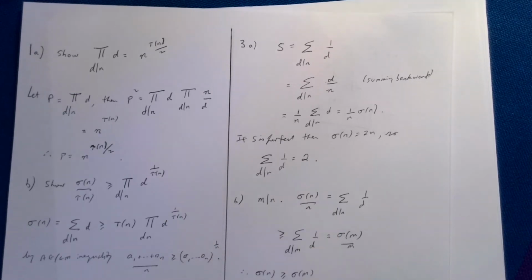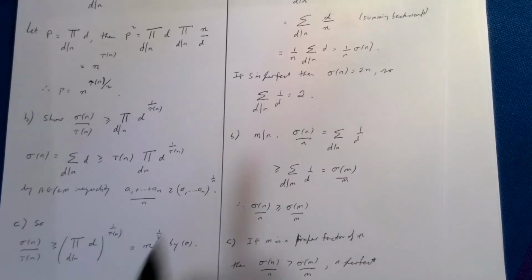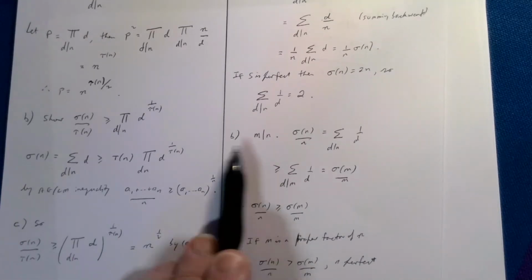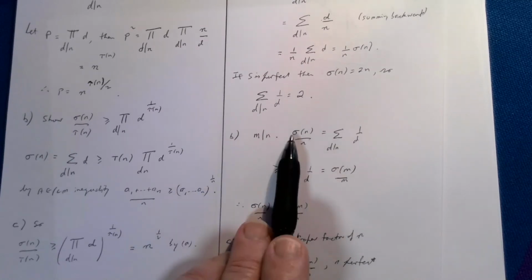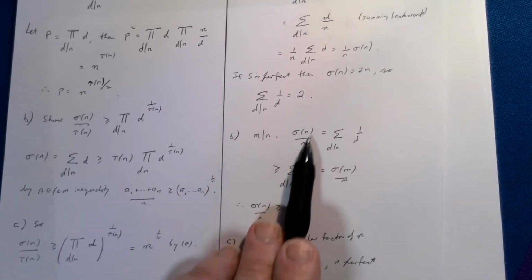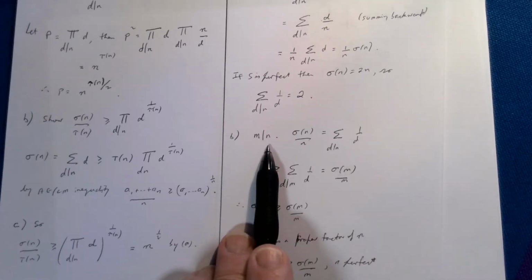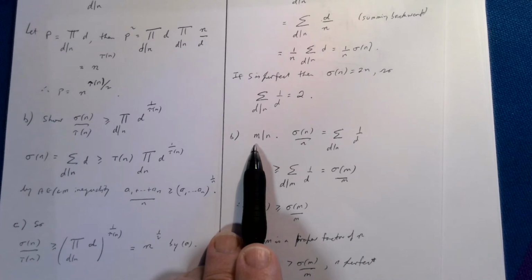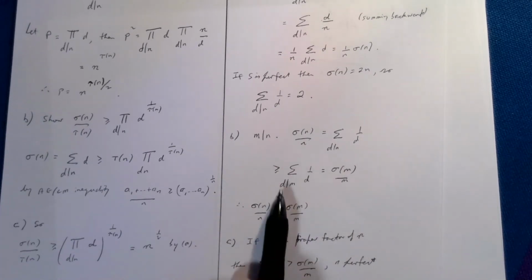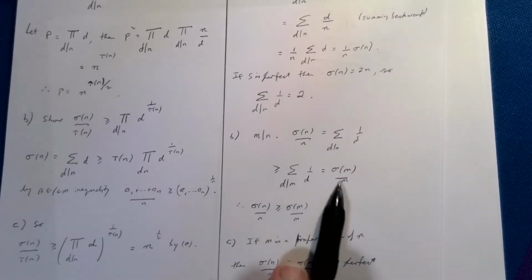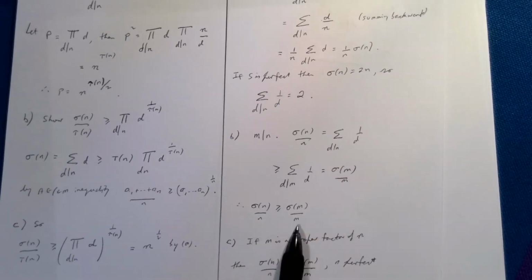The second part says if m is a factor of n, then we've already shown that sigma n over n is this sum of the reciprocals of the divisors. Now m is a factor of n, so m is less than or equal to n, so this sum is bigger or equal to the sum of 1 over d, where d runs through the factors of m, and then by definition this is sigma m over m, which gets the desired result.